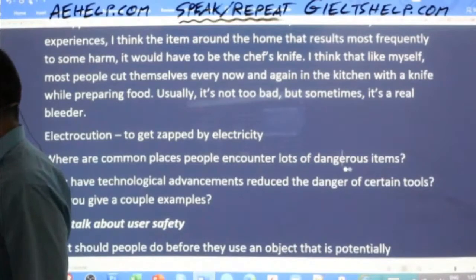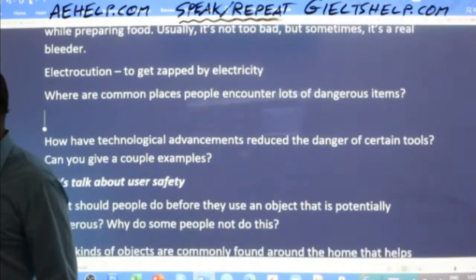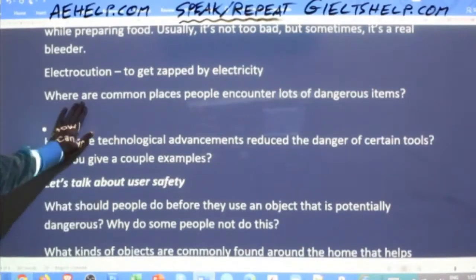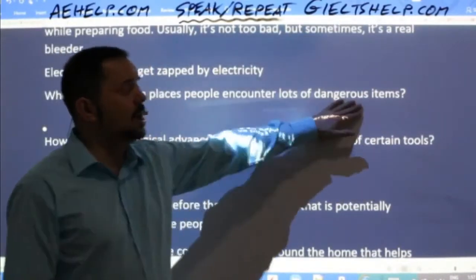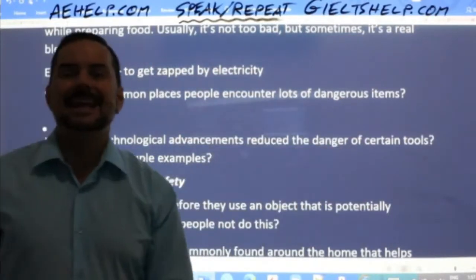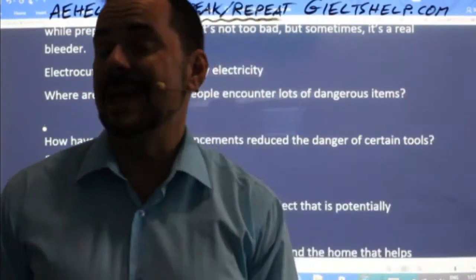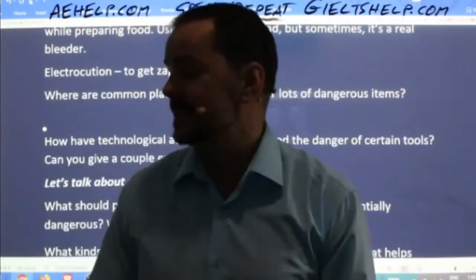Okay, next question. Good job so far, everyone. I think most of you identified the knife as a common cause of injury. Here we go. Where are common places people encounter lots of dangerous items? Again, give me a nice full sentence for this. Give me the answer, give me the explanation, and perhaps include an example as well.